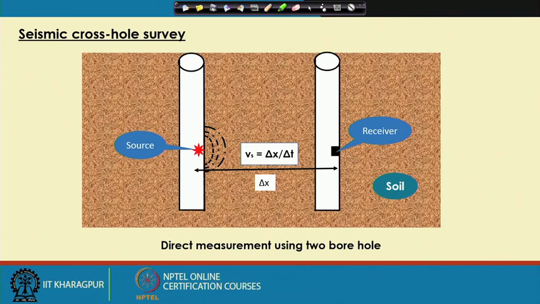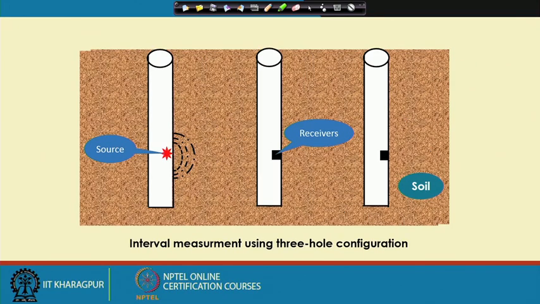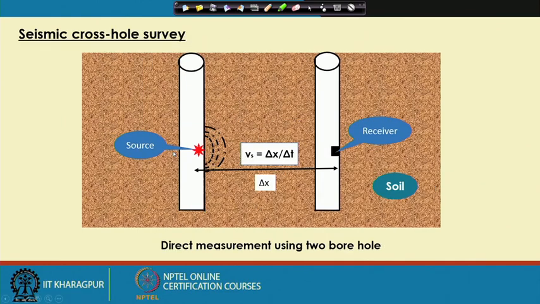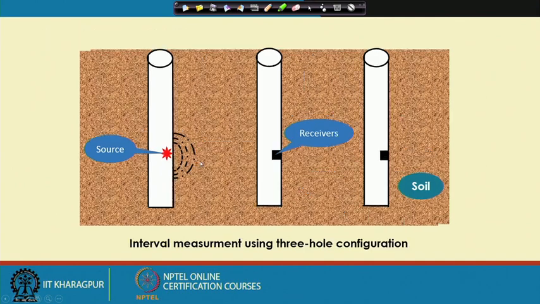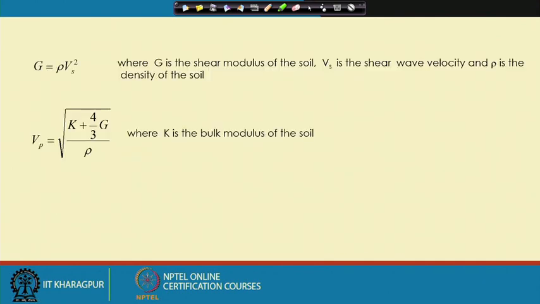Now, once we get the velocity, then what will we do? This is for one receiver, and this is for multiple receivers, to minimize the error. Once you get the velocity, either the V p or V s, these are the expressions, so you will get the soil properties.